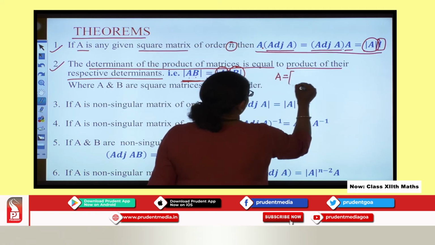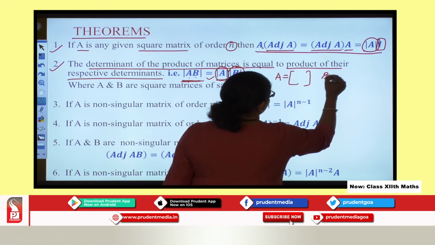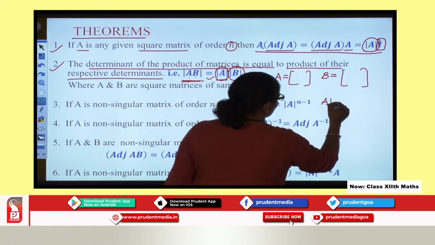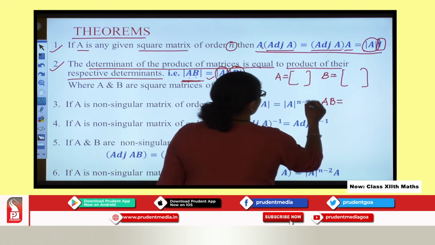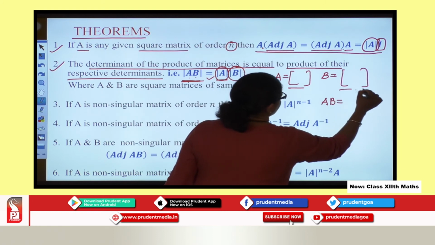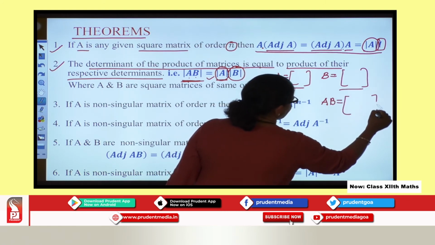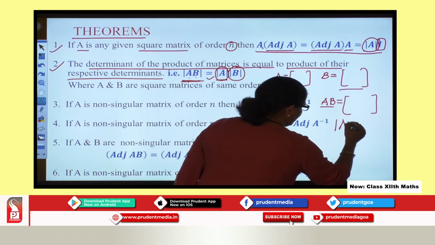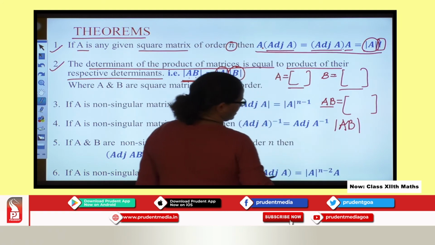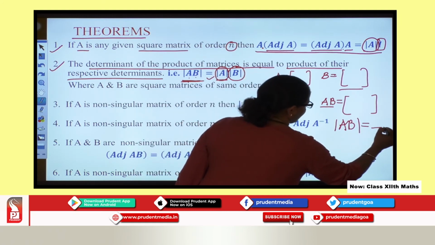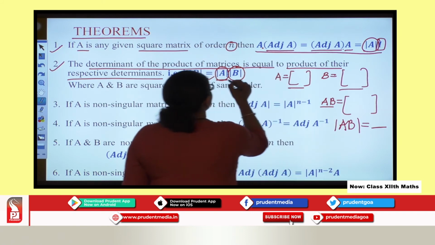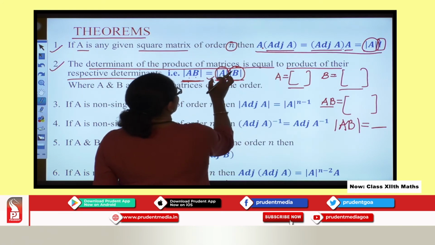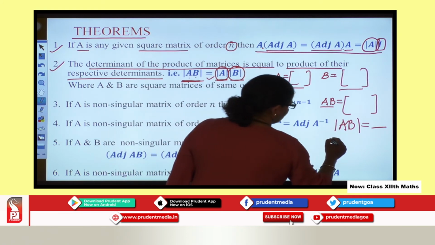So suppose you have matrix A, suppose you have matrix B. What is happening over here, when you multiply these two matrices, see these are square matrices, so obviously A into B is defined. And when you find the determinant of this product, whatever answer you get, that is equal to the product of the determinant values of the single matrices. Okay, this is what it means.